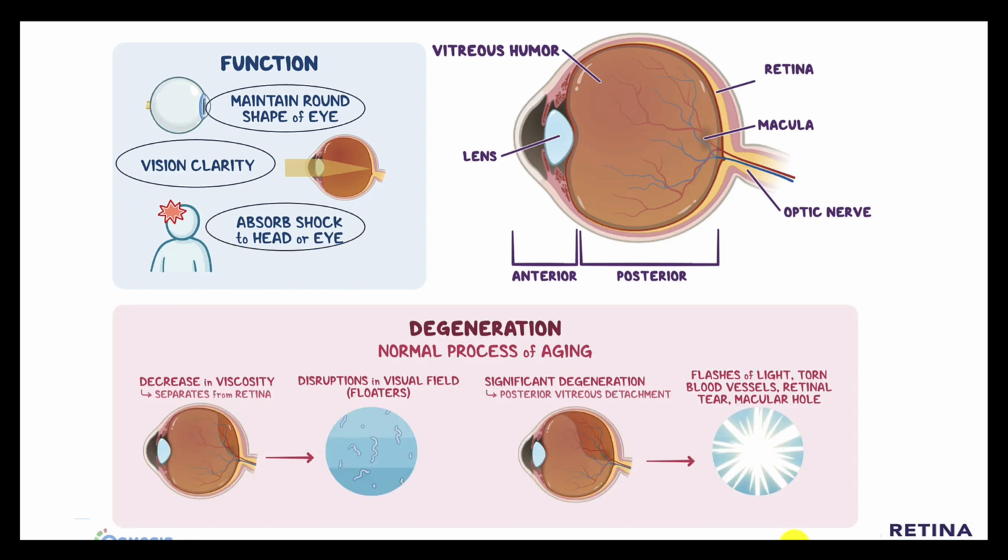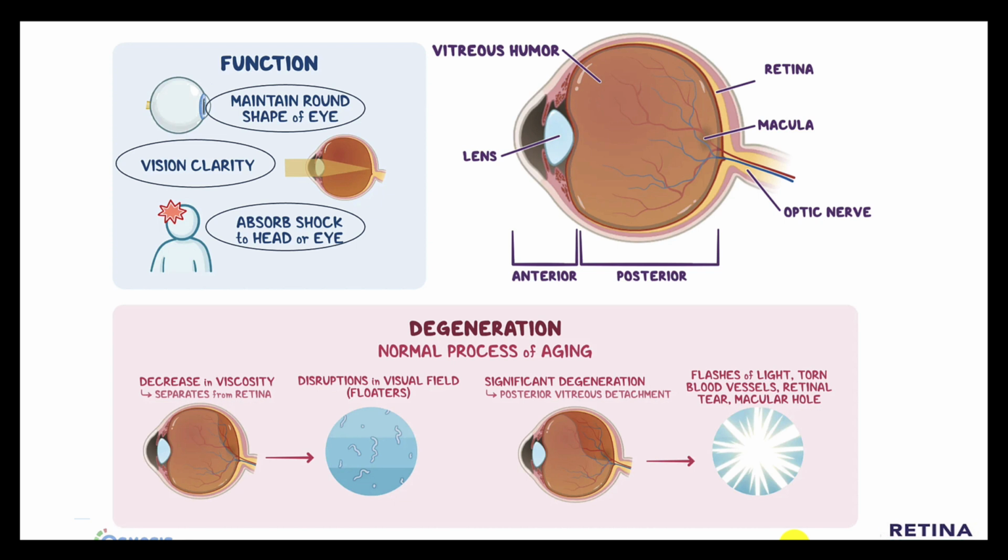Now, degeneration of the vitreous is a normal process of aging, and we find that there is a decrease in the viscosity. In other words, the vitreous becomes less dense, and this can lead to a separation from the retina. This can cause disruptions in what one sees, and very commonly people report floaters in the eye. Very significant or rapid degeneration can cause a vitreous detachment, a sudden one, and typically the person reports flashes of light, and there can be ruptured blood vessels, retinal tears, and even a macular hole.